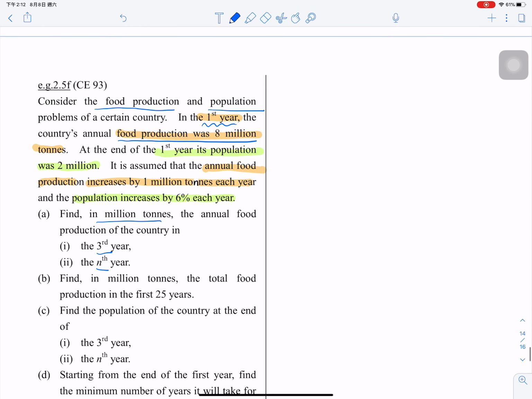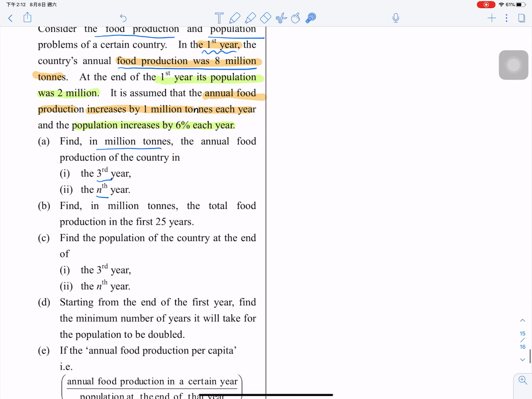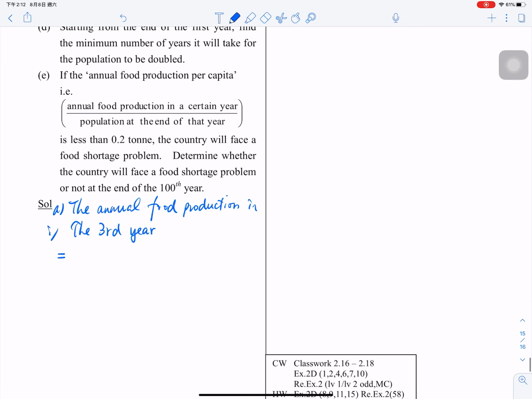Here you know that first year is 8 million, and the coming years increase by 1 million tons each year. So here first year is 8, and then after 2 years, that means the third year, 1 times 2. Okay, so 10 million tons.